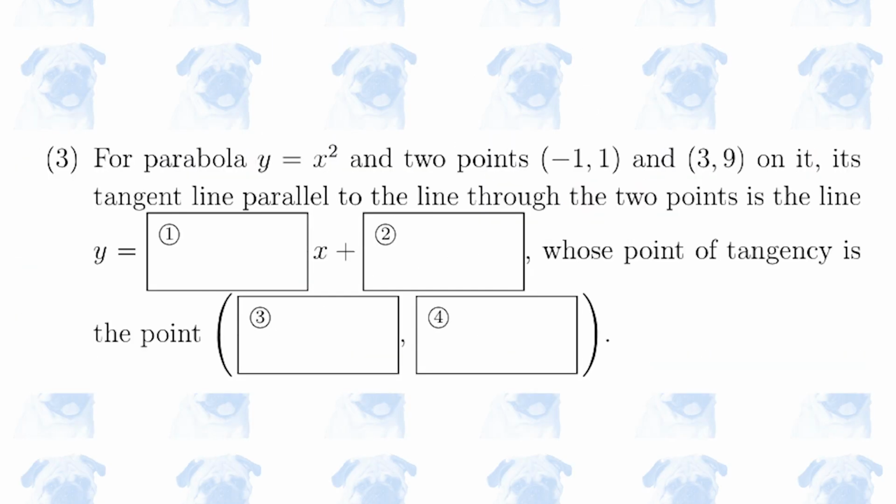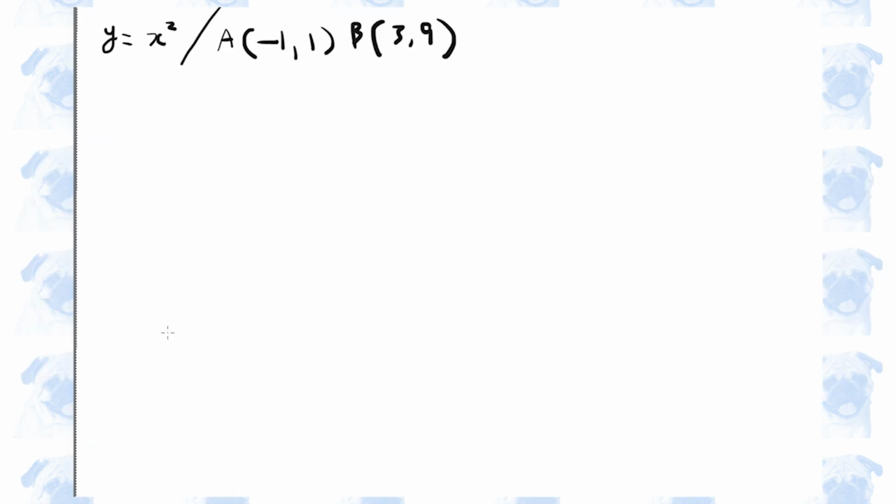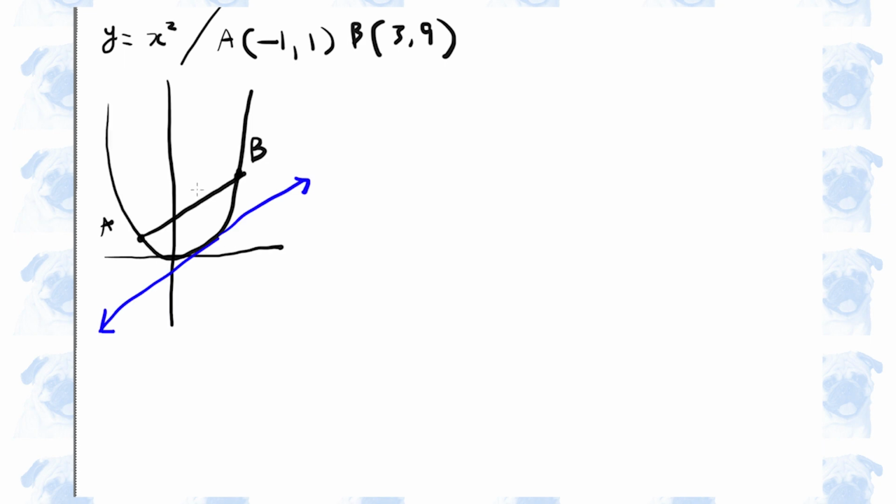Section 1, Number 3. In this question, we need to find the equation of a tangent to the parabola, which is parallel to the line that goes through points A and B. So let's draw a quick sketch of the graph. Since these 2 lines are parallel to each other, let's figure out the slope of the segment AB. So the slope of these 2 lines must be 2.